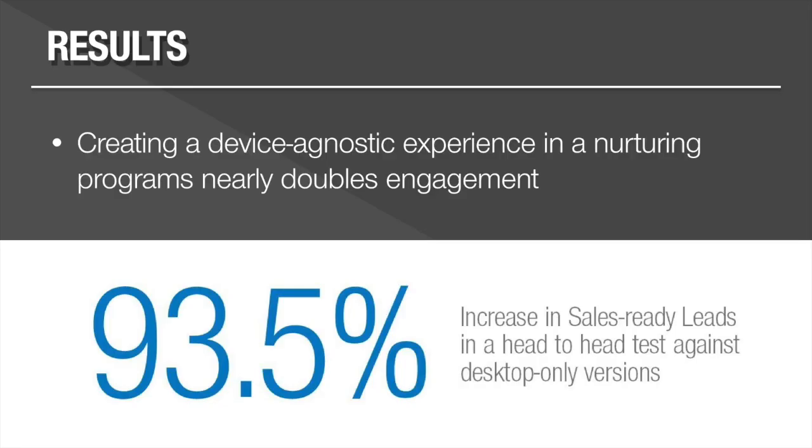What happened? Well, engagement in the program nearly doubled. We saw a 93.5% increase in sales-ready leads generated from this program. We did a head-to-head test against the desktop-only versions and the responsive versions, and for us, the results were very clear. We doubled our lead generation, which when you think about it makes sense. If 50% of users are opening emails on a mobile phone, we were gaining that half back in our campaign and making sure that they were fully engaged in the program.